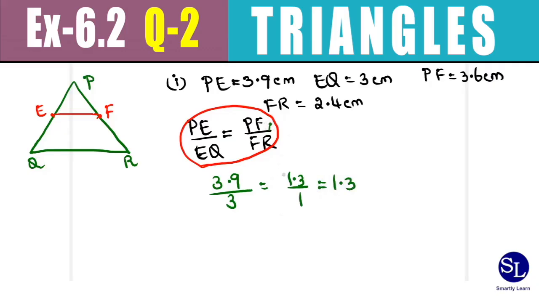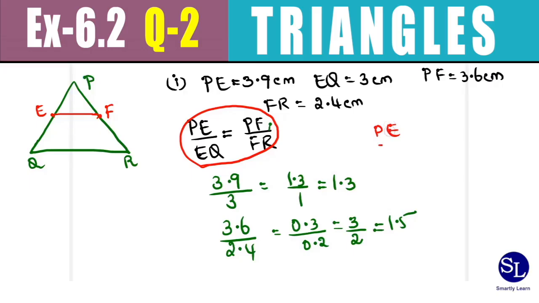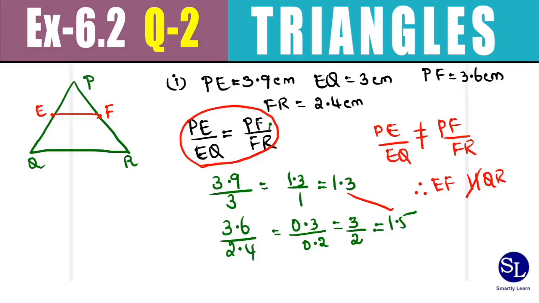Now let's calculate PF divided by FR. PF in this case is 3.6 divided by FR, which is 2.4. If you multiply by 10 and simplify, this is equal to 3 divided by 2, or 1.5. Now we have seen that PE divided by EQ is not equal to PF divided by FR. Therefore, EF is not parallel to QR. So we can close this part like this.